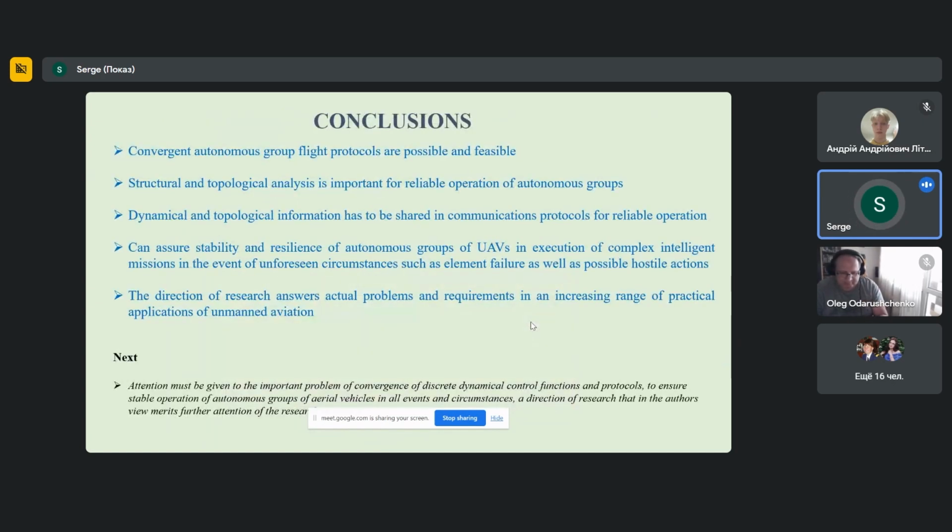Conclusions. So convergent autonomous operation of aerial vehicles is possible and feasible based on the proposed dynamical convergence protocols. Structural and topological analysis is important and essential for reliable operation of autonomous groups. It can help identify vulnerabilities and design preventative measures to improve robustness and resilience of a group. Can assure stability and resilience of autonomous groups in execution of complex intelligent missions. So this direction of research answers some practical and essential challenges in development of autonomous intelligent groups of aerial vehicles.